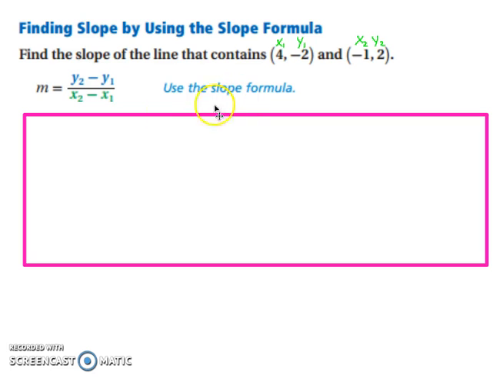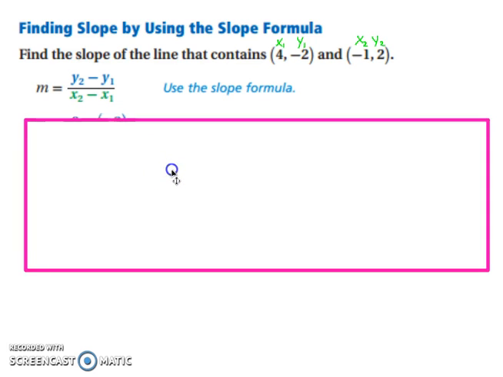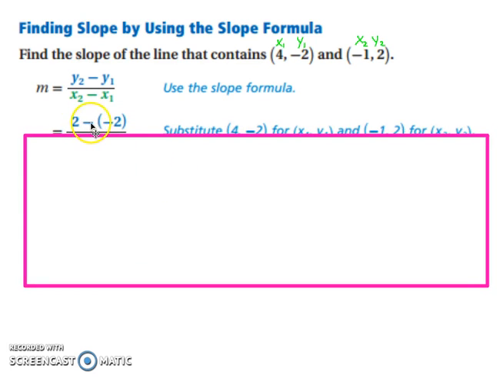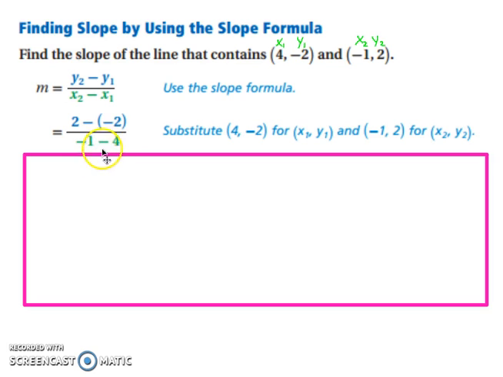Alright, so now let's substitute in our values. Our y2 is this 2, and our y1 is the negative 2. So we have 2 minus negative 2. Now let's substitute in our x2 and our x1. So our x2 is negative 1, and our x1 is 4. So negative 1 minus 4.